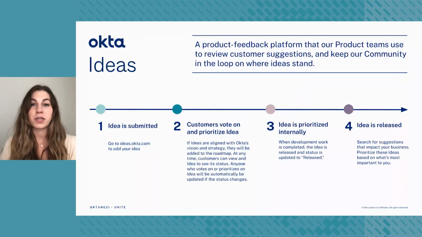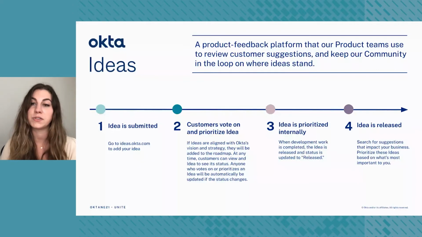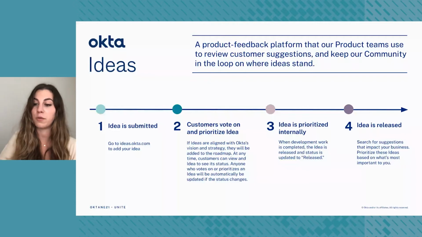So as far as how the process works behind the scenes, you submit your idea like I just outlined. There's a period of time, the status right now is called awaiting feedback, where other customers will vote and prioritize ideas. From there, we take a look internally to see if anything aligns with our current roadmap plans, and then the idea is released. You will be notified as your idea makes its way through the product roadmap process.